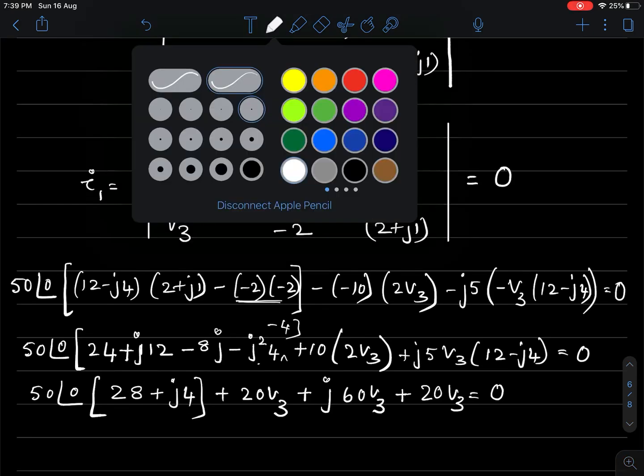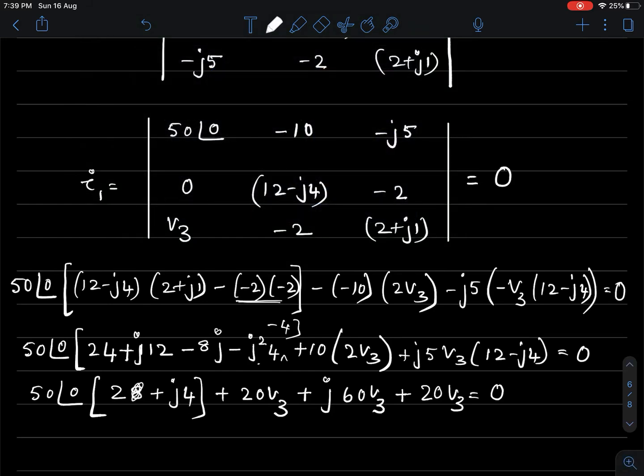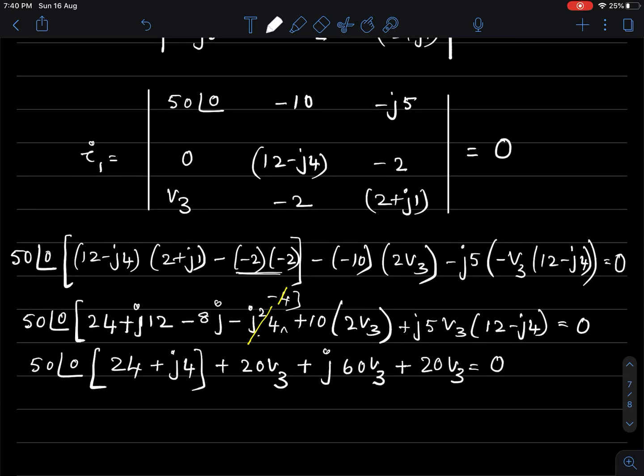So this will be not 28, instead it is 24. This plus 4 and minus 4 will go away. What I mean is, I'll pick another color. This j square into 4, that will be, and this will go away. So this will be precisely only 24. Okay, that term was missing. I have to be a little careful in doing all these things. One has to be very careful.